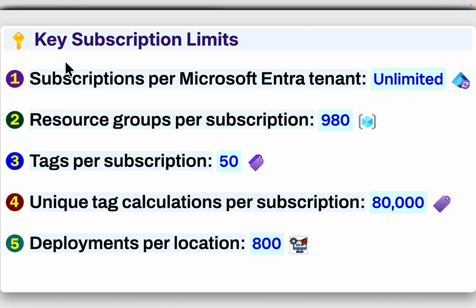So some key subscription limits. Subscriptions per Microsoft Entra tenant is unlimited. Resource groups per subscription. So this is now under the subscriptions. You can have 980 resource groups inside a subscription. You can have 50 tags per subscription. Unique tag calculations per subscription, you can have 80,000, and deployments per location 800.